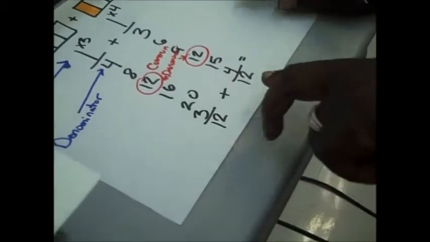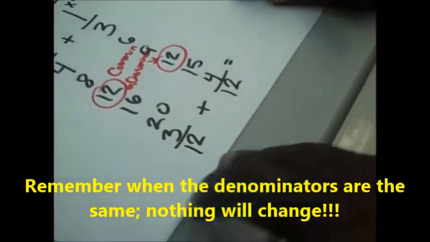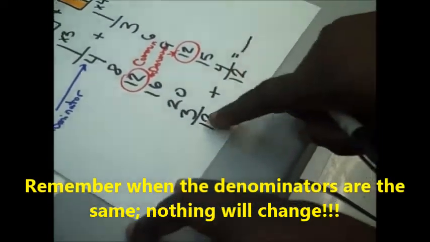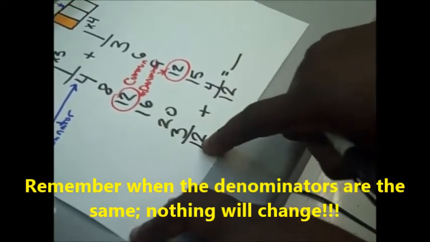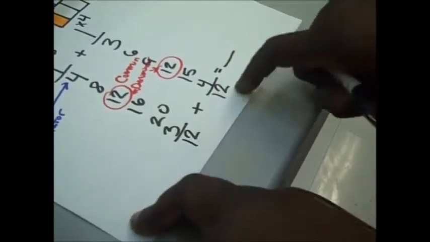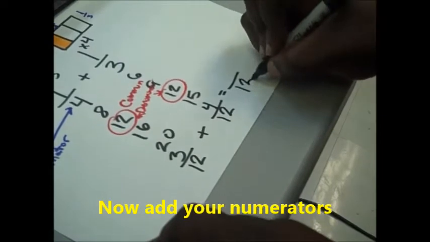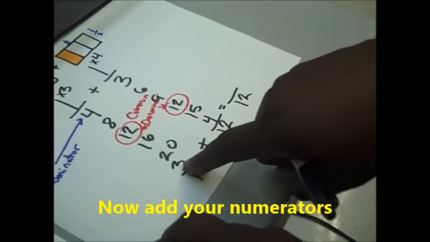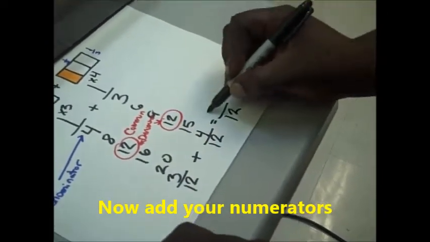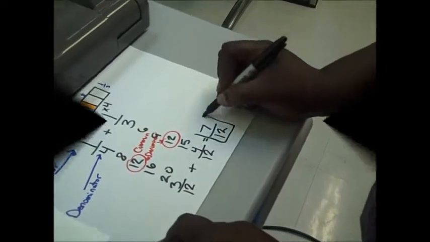Now since our denominators are common, we can add them up. Always remember the denominator stays the same now. You don't go 12 plus 12 and get 24. They stay the same, so you have a 12 here. Now we can just add our numerators. 3 plus 4 is 7. We have our answer.